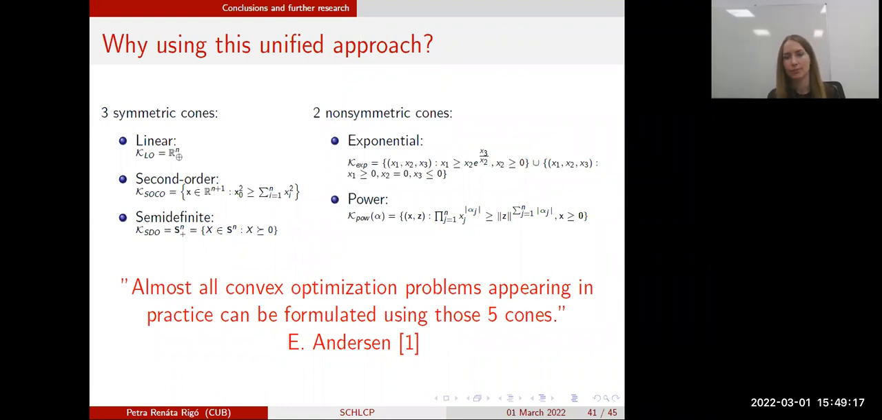And just for the end, I just wanted to show why it's important and interesting to use this unified approach. If we consider these three symmetric cones, which I have already shown in this presentation, and if we take the exponential and power cone, then Andersen, the founder of MOSEK, mentioned that almost all convex optimization problems appearing in practice can be formulated using these five cones.